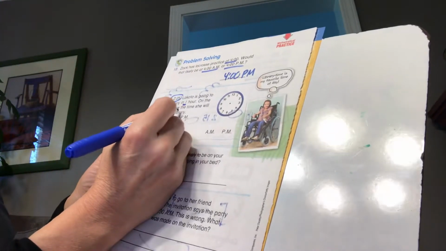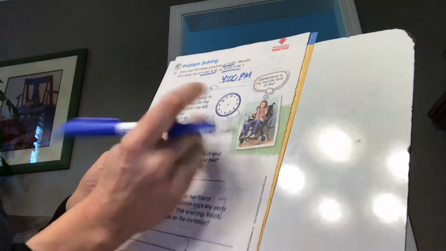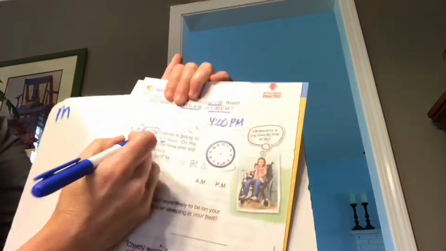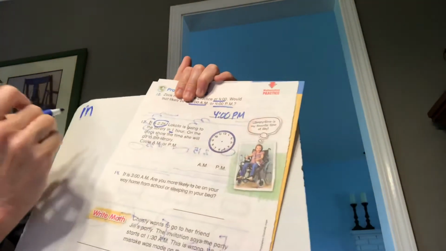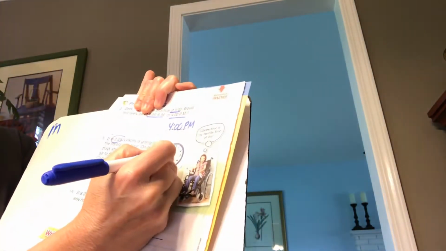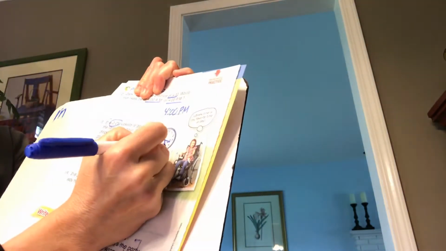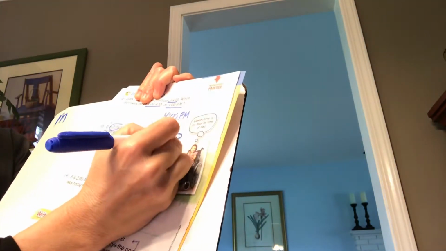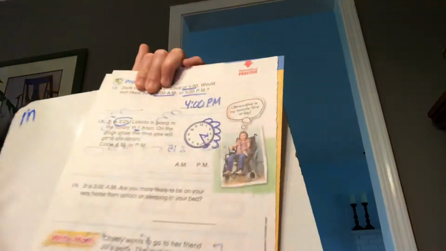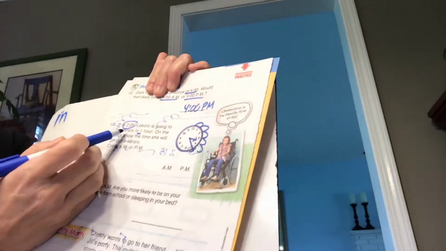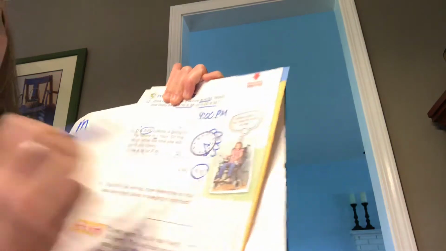It is 2:25. Lakota is going to the library in 1 hour. On the clock, draw the time she'll go to the library. So if you add 1 hour to 2:25, you'll add 1 to the 2, would be 3:25. So my hour hand is between the 3 and the 4, and then 25 would be 5, 10, 15, 20, 25. 3:25. And this would be past morning. So PM.